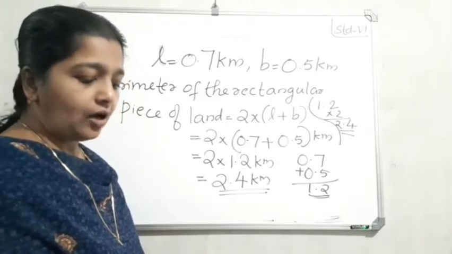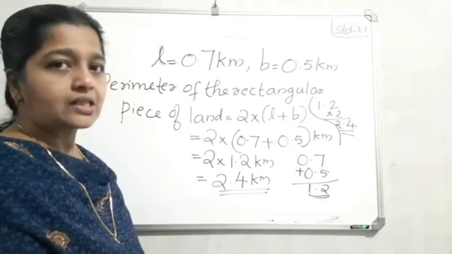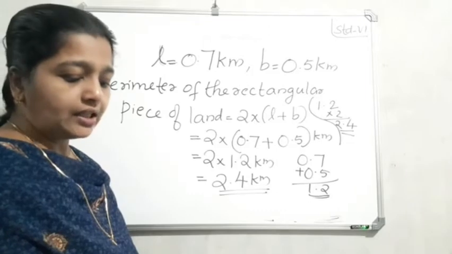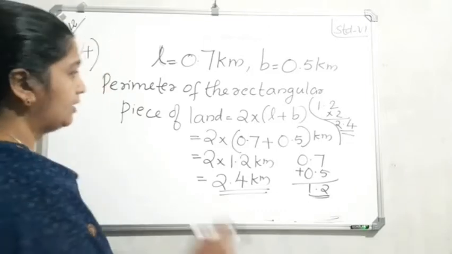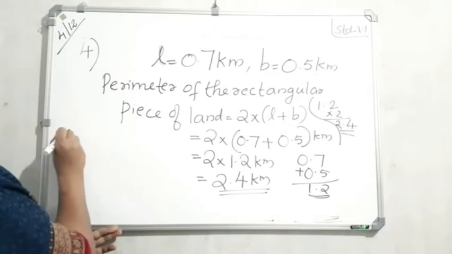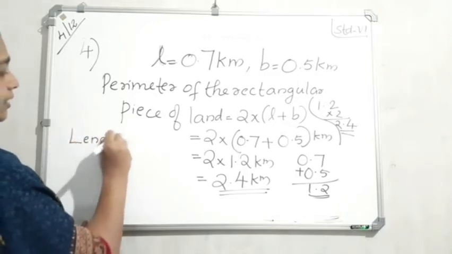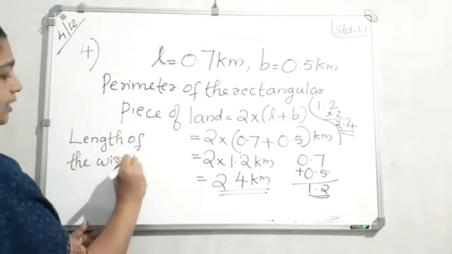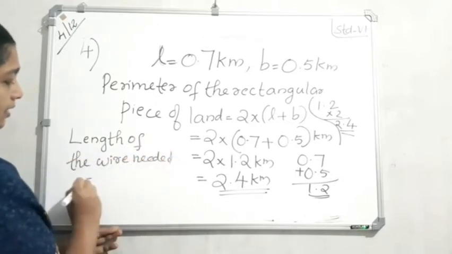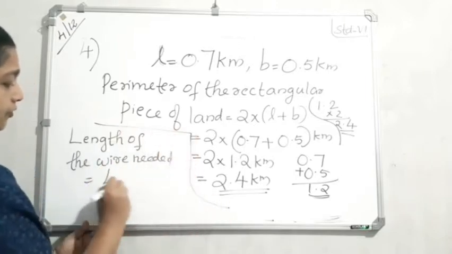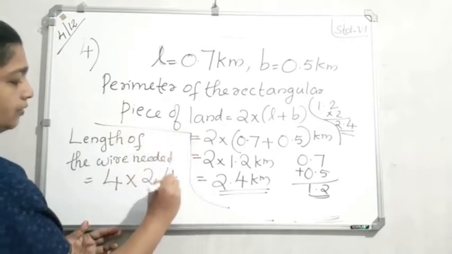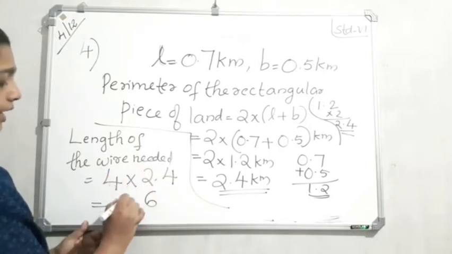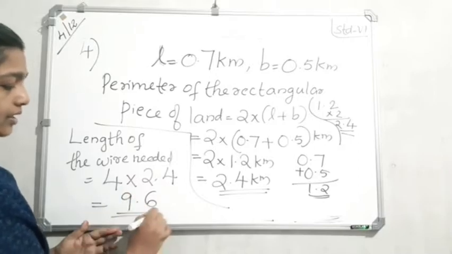So here how many rows of wires do we want? 4 rows. So last answer, length of the wire needed equal, say the answer, 4 into 2.4. That equal 4 4s are 16. Then 4 into 2, 8 plus 1 equal 9.6 kilometer.